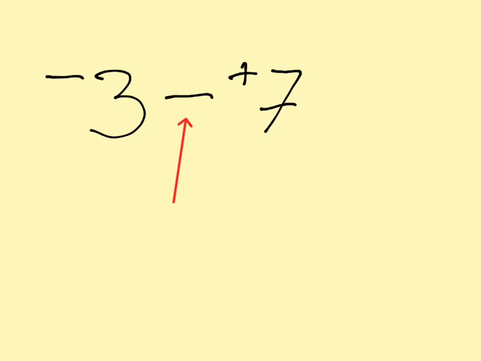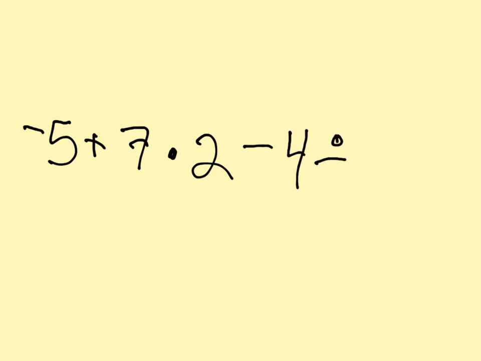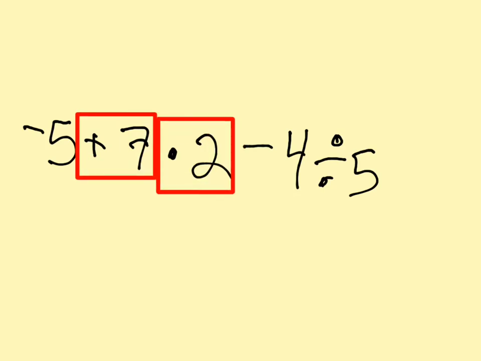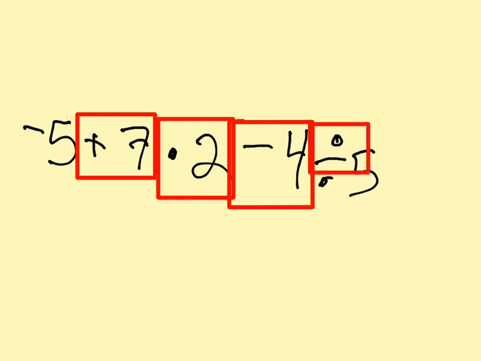So when we look at something that's a little more complicated, like -5 plus 7 times 2 minus 4 divided by 5, we need to realize that each operation is tied with the number that comes after it. So that's really important to understand that. The operation is tied to the next number. So if you understand that, don't forget it. Always remember that. That's going to make it much easier to do the following problems.